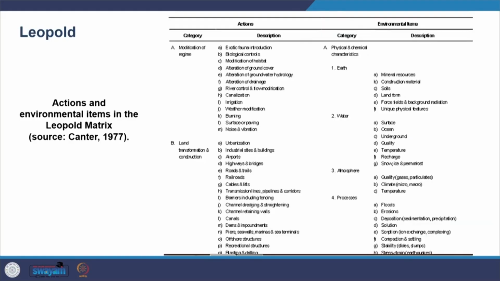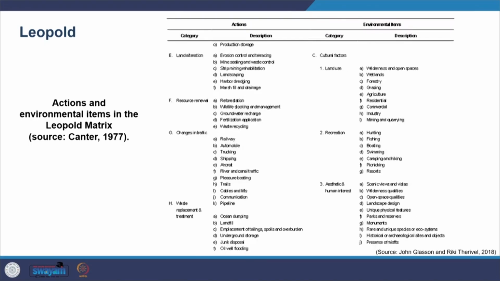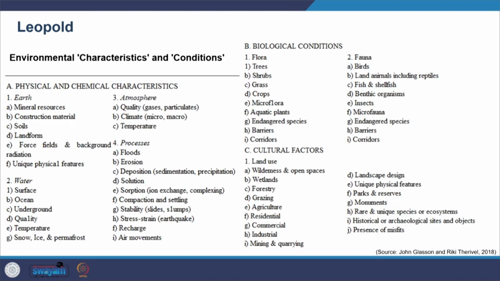Then you also have existing Leopold matrices which allow you to take care of all the aspects. You can see the range of aspects which have been covered. However, it has been criticized for being more focused on the geophysical aspect of the environment, but this method can be modified and used. Then you can see the range of parameters which the Leopold matrix has.